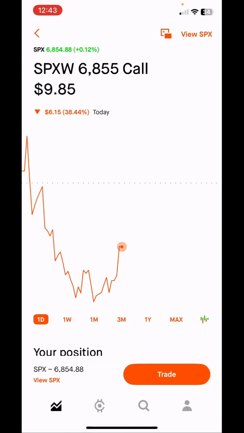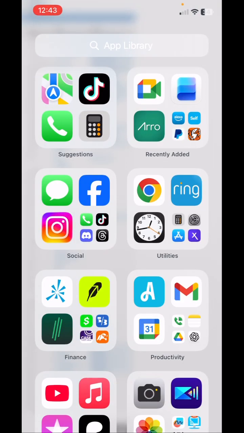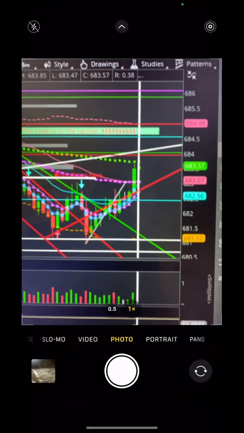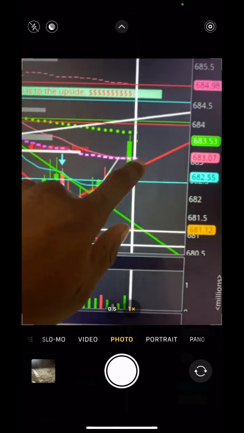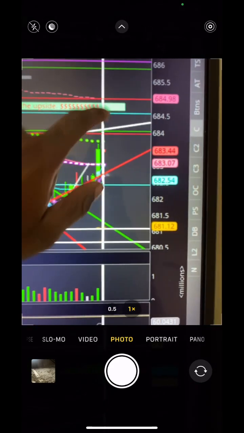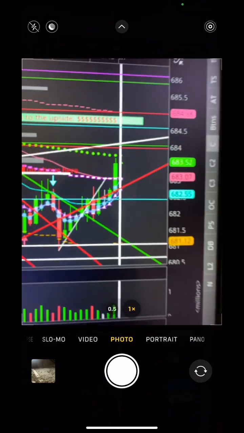Now, you might have some pullbacks here and there. Hold up, let me see. It may come back here a little bit. It may come back to this VWAP, then go up. So you got to be prepared for it.